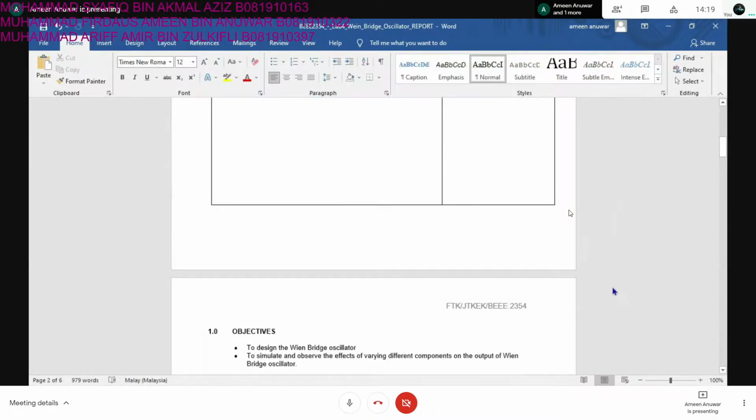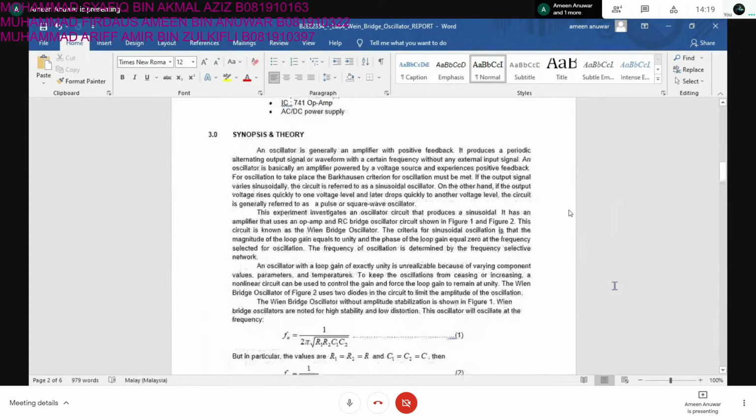The Wien-Bridge oscillator is known as an electronic oscillator that produces sine waves. It uses an operational amplifier and an RC circuit, and it has a high quality of resonant frequency, low distortion, and also ease in tuning.